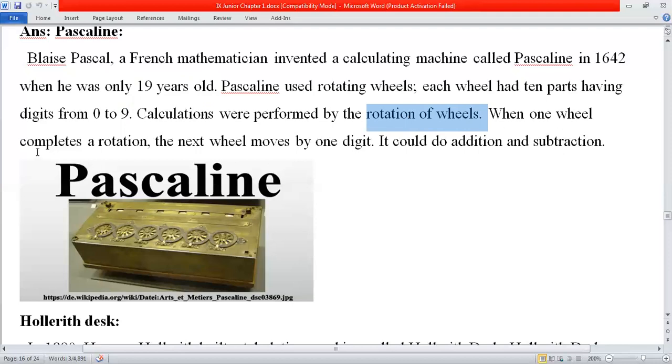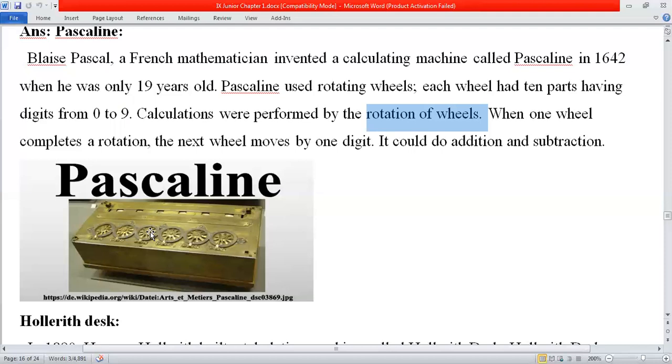When one wheel completes a rotation, the next wheel moves by one digit. Let's say I move this one from 0 to 9. When it completes a circle, the next one moves by one digit. You can say that this is an example of a digital clock. Why am I saying a digital clock?